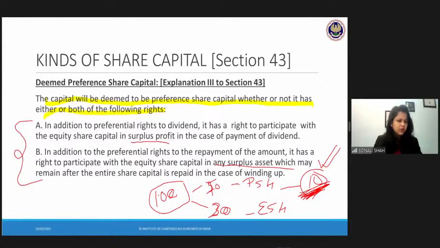Is it similar to debenture? Shraddha, your question is not clear. I'm sorry, I couldn't understand your question. Is this concept clear now? Deemed preference share capital?